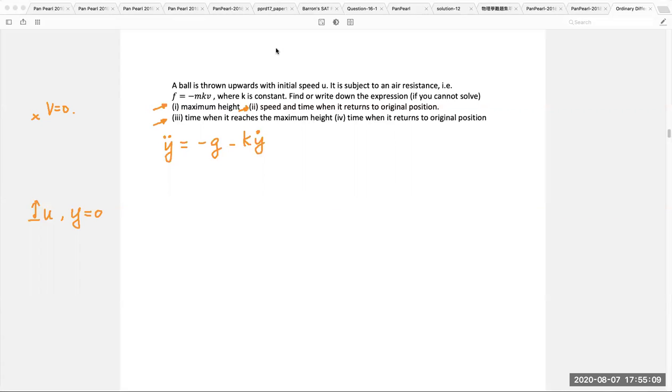So then how will you solve it? Now we may use this question as a question to train your solve the differential equation skill. First of all, for method 1, you can consider this is a differential equation of y dot. Then this is a separable equation. This is a separable differential equation.